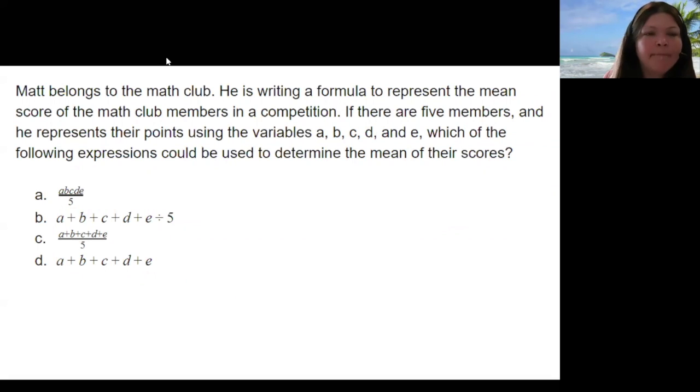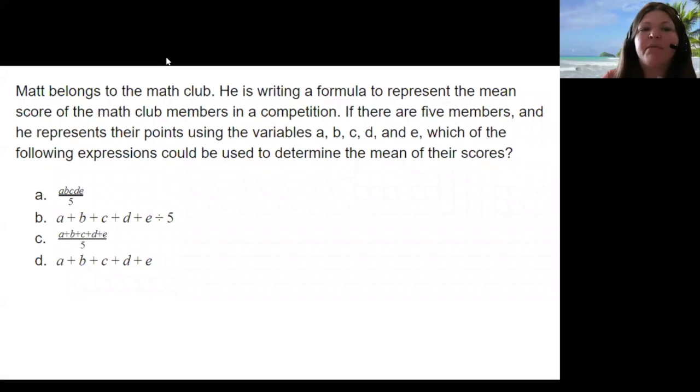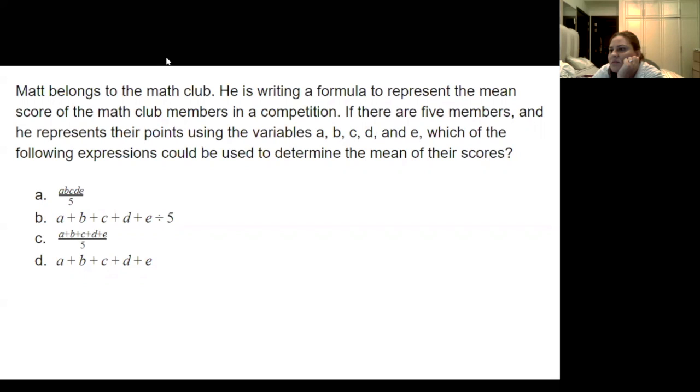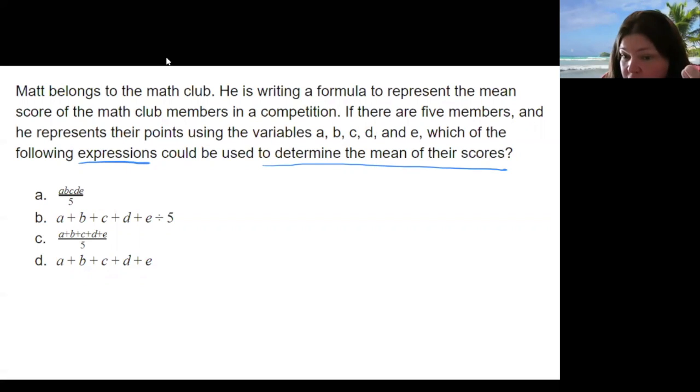Here we go. Matt belongs to the math club. He is writing a formula to represent the mean score of the math club members in a competition. If there are 5 members and he represents their points using the variables A, B, C, D, and E, which of the following expressions could be used to determine the mean of their scores? What are they asking me to do or to find? So which one of those expressions would give us the mean?